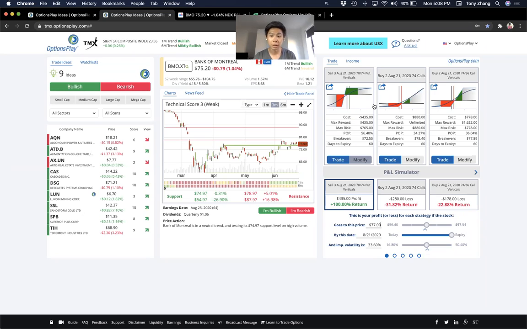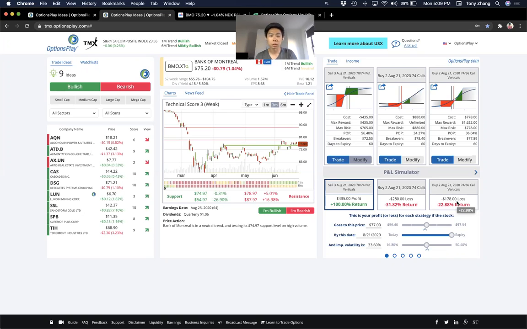You're better off selling a credit spread because it's going to collect some profits here. In this particular case, $435 in profits for your roughly $750 worth of risk when the stock just stays where it is. Versus if you bought a call or a call spread, you would lose $280 or $178. Obviously not what you want if you think the stock's going to move higher. You don't want to lose money, right? So if you think the stock's going to stay where it is, sell that credit spread.